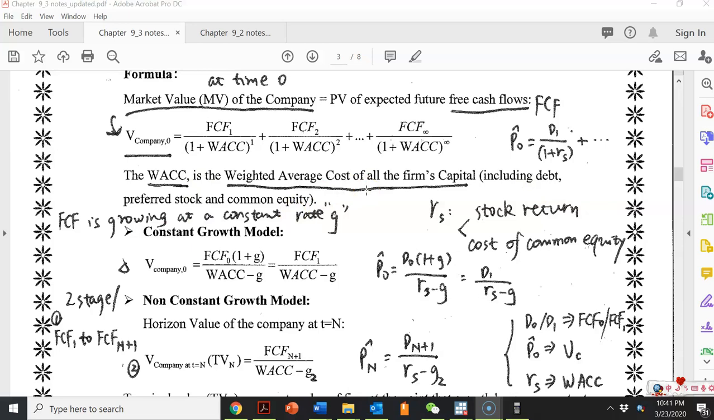For dividends, we only discount by using the cost of equity. Here we have to use a comprehensive measure because we're discounting free cash flow. So we are using the cost of capital of the firm. It's the weighted average of the cost of debt, cost of preferred stock, and cost of common equity.